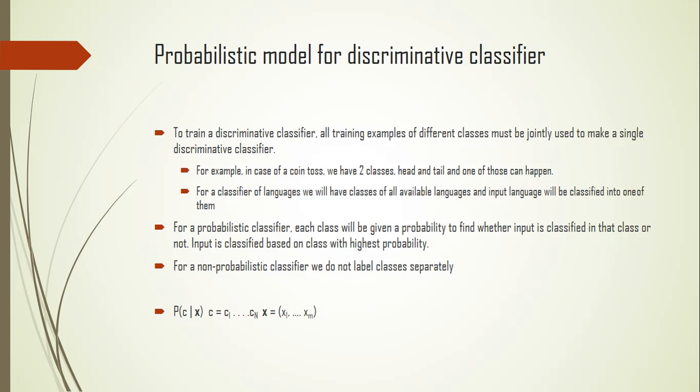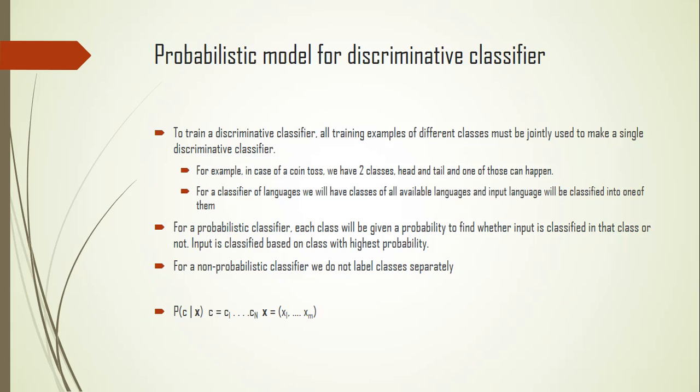Now let's discuss the probabilistic model for discriminative classifiers. To train a discriminative classifier, all training examples of different classes must be jointly used to make a single discriminative classifier. For example, in case of a coin toss, we have two classes, a head and a tail, and only one of those can happen. For a classifier of languages, we will have classes of all available languages, and the input language will be classified into one of them.